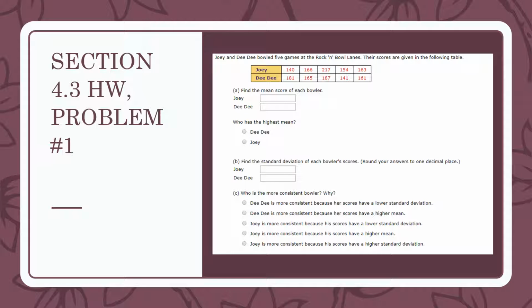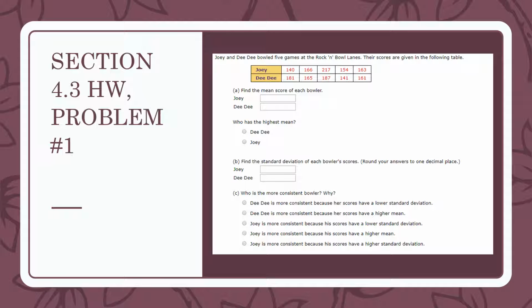All right. Here we go with a homework problem. So this is section 4.3 homework problem number 1. This is actually the only homework problem that's on your assignment for this section, so there's only one problem on the homework. And I just put one problem because these problems are pretty long. So I didn't want you to have to spend a whole bunch of time working on this homework assignment.